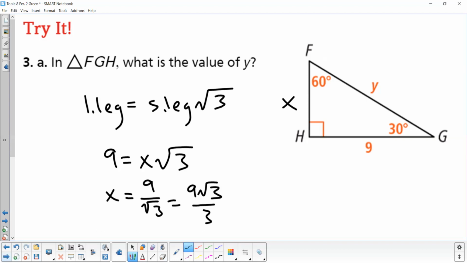And then what can I do here? It's just 3 root 3, which makes y 6 root 3. I thought it was 9 root 3. Okay, I guess we still need a little more practice with the special right triangles. That's a tough one when you're just given the long leg and it doesn't have the root 3 attached.